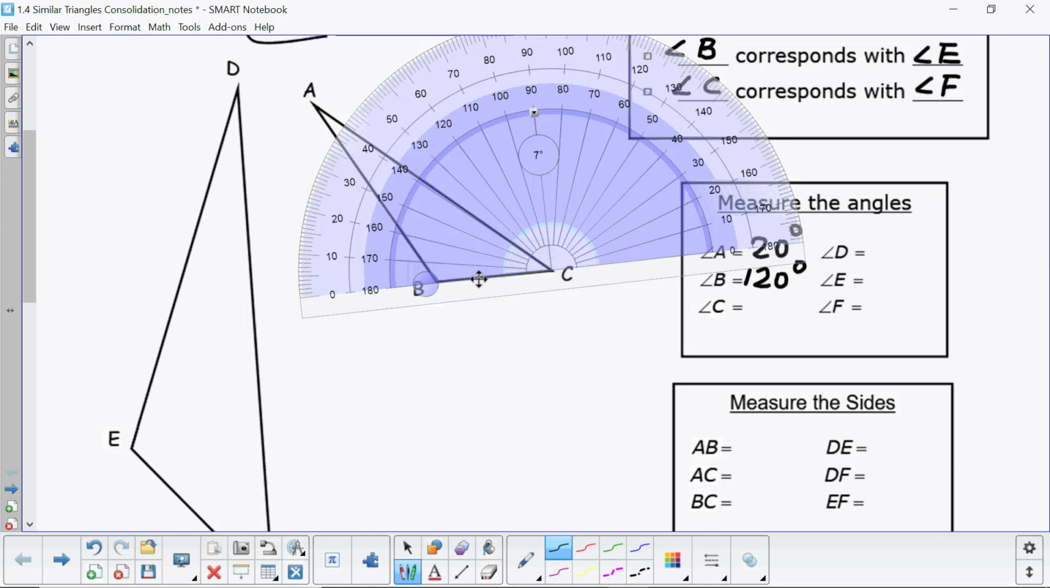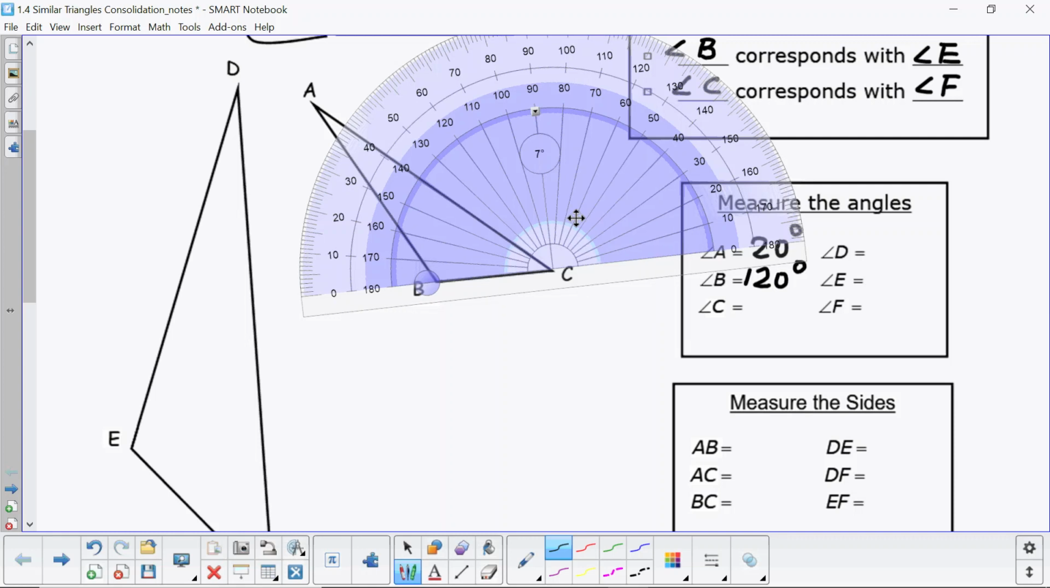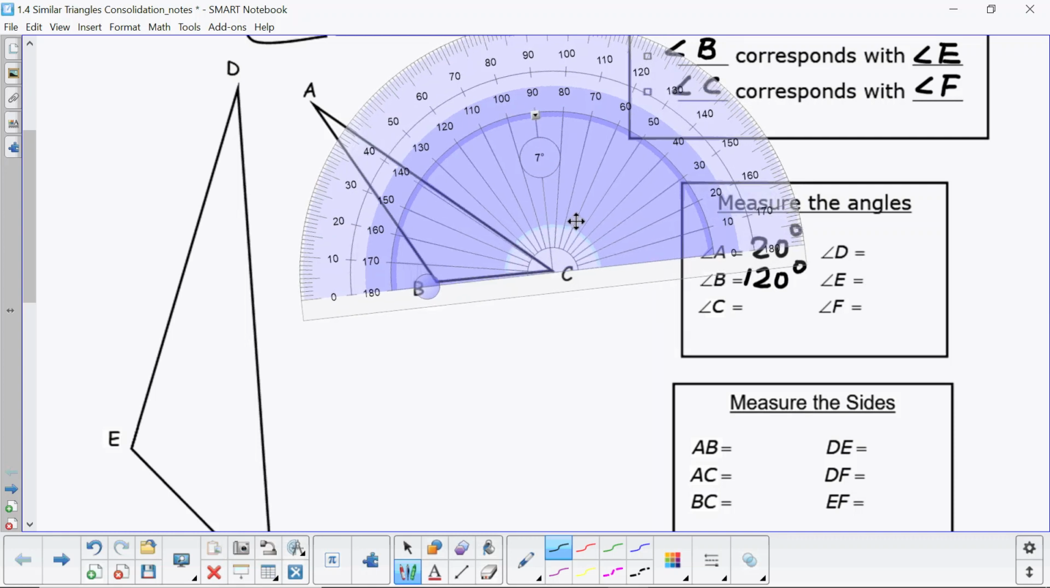Then from angle B, we go up. It will start from 0. We don't use 180, then go back. The angles should go up. So from 0, we go up and see it should be 40. We have human errors, so that's the reason it's not exact. So I will move it a little bit down.